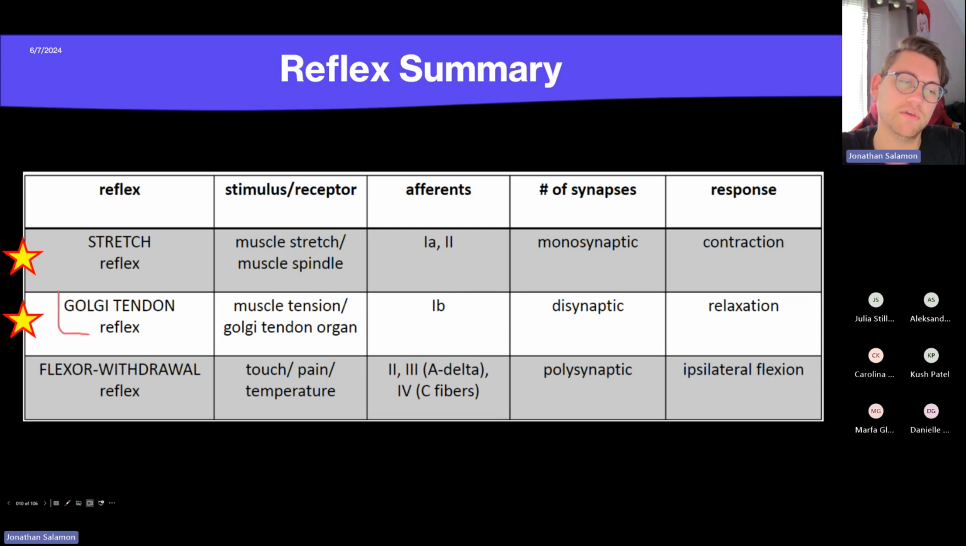The other thing I like to point out to help you remember the Golgi tendon reflex is, if you ever hear stories, now whether or not these are actually true is up for debate, about a mom lifting a car off her kid, in theory, they're suppressing this reflex. And that is why they probably would end up with all kinds of problems afterwards, right?